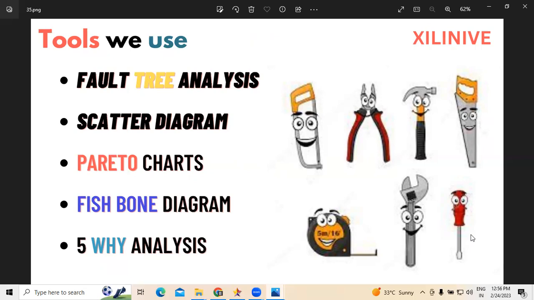For more information regarding these tools, especially the explanation of the fishbone diagram as well as 5W and 5Y analysis, these two will be posted in the next video.